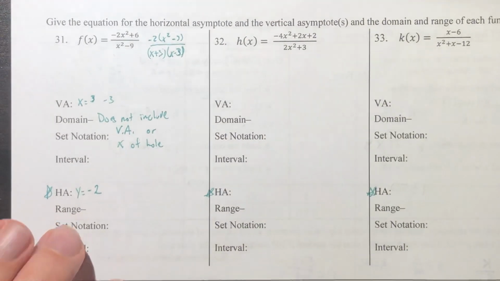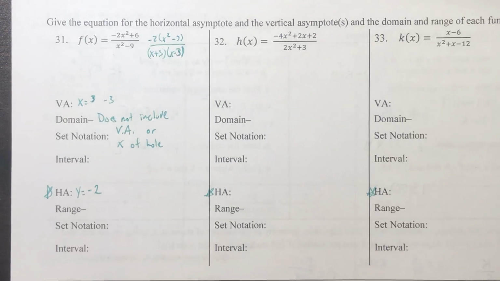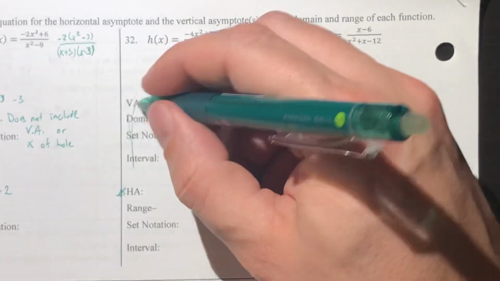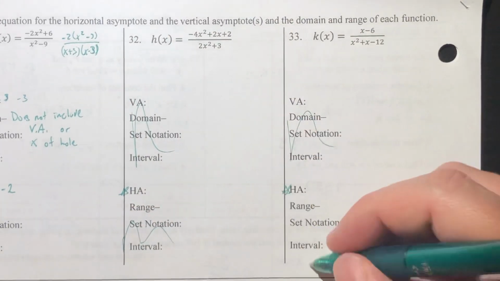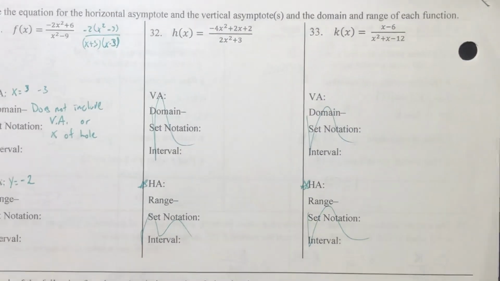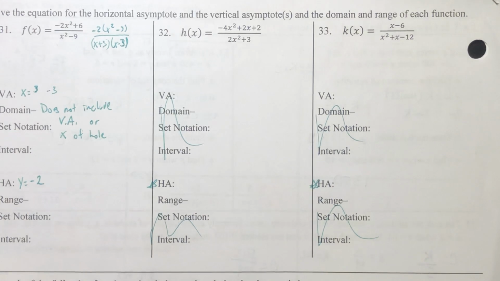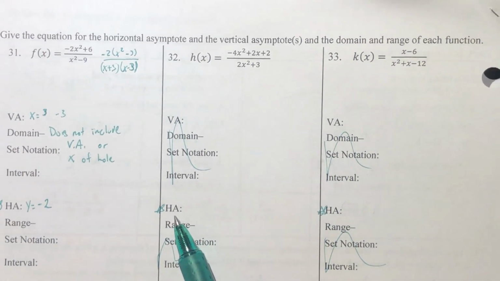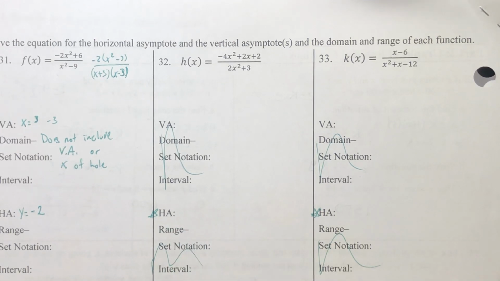Okay, your domain does not include the vertical asymptote or the x value of your hole. So we're not going to worry about that stuff on any of these ones. We're going to look at figuring out our horizontal asymptote, though.